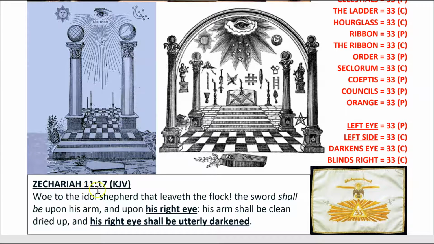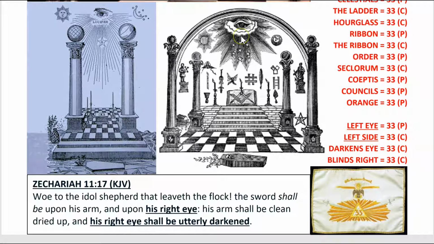Zechariah chapter 11 verse 17. Woe to the idle shepherd that leaveth the flock! The sword shall be upon his arm, and upon his right eye. His arm shall be clean dried up, and his right eye shall be utterly darkened. Left eye, left side, darkens eye, blinds right.